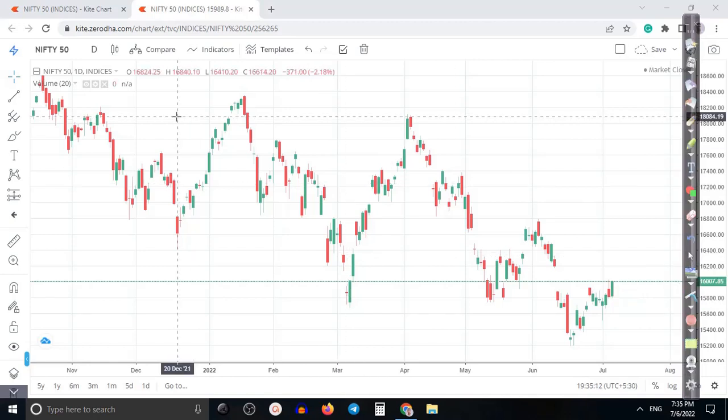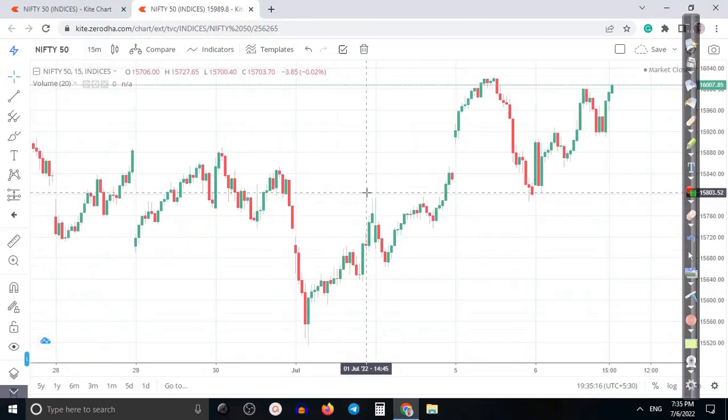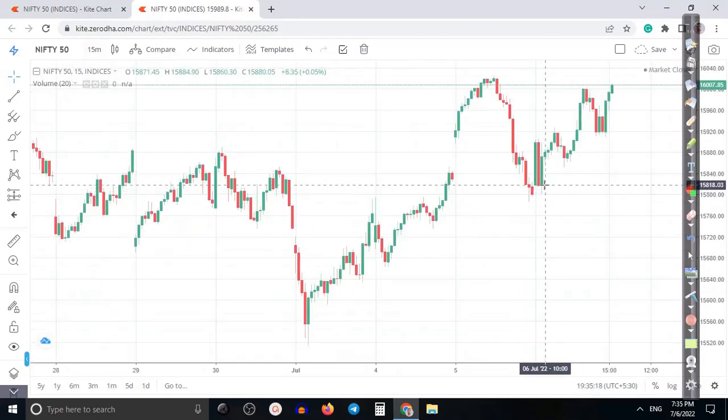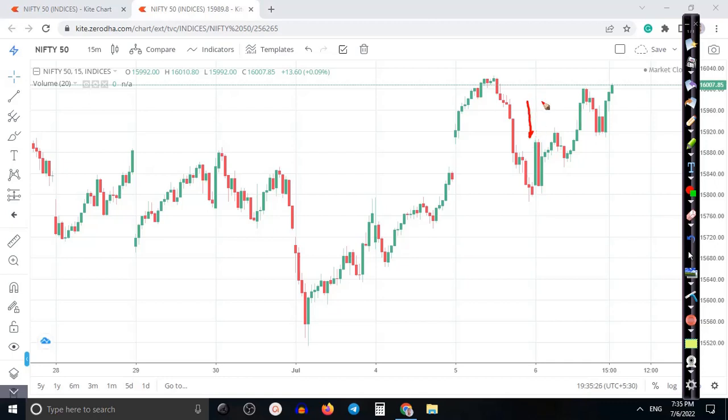Let's take a look at a small time frame, the 15-minute time frame. Price opened exactly near yesterday's closing price, and in the first 15 minutes price formed a bullish candle. Then the same candle formed again, but it's a bearish candle. So here you can see three candles that are almost the same.